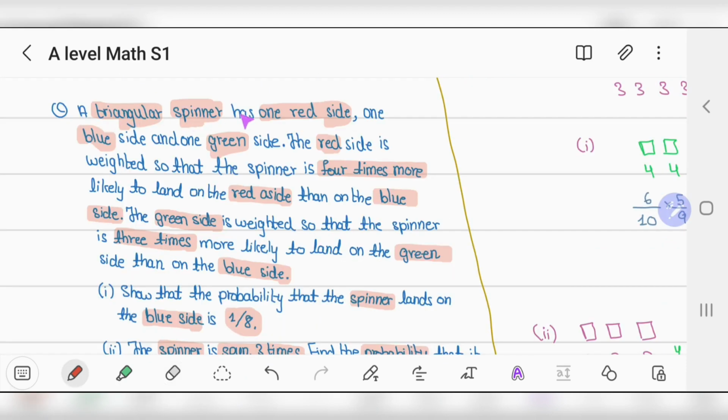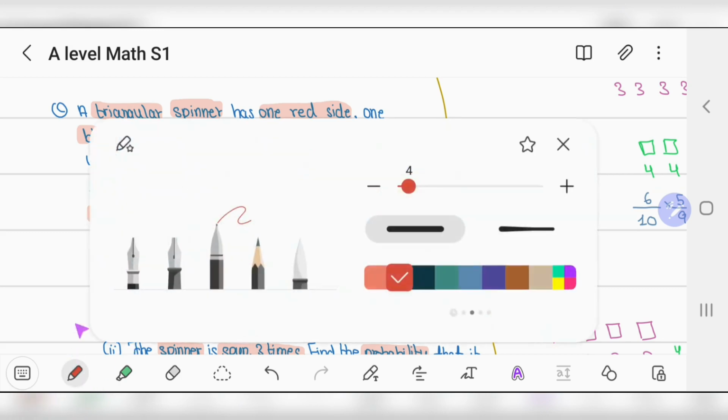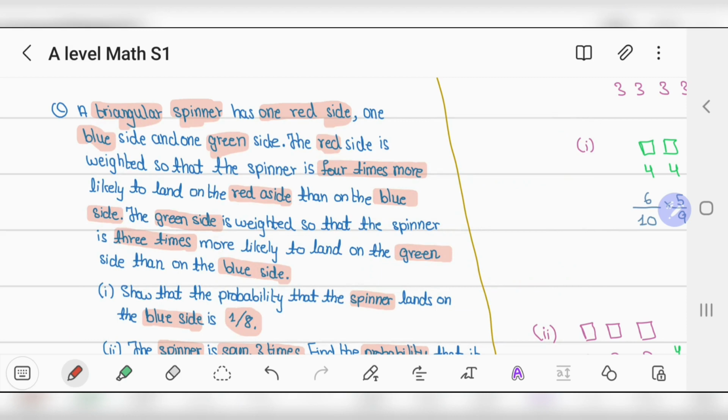Question: a triangular spinner has one red side, one blue side, and one green side. The red side is weighted so that the spinner is 4 times more likely to land on the red side than on the blue side. The green side is weighted so that the spinner is 3 times more likely to land on the green side than on the blue side. Show that the probability that the spinner lands on the blue side is 1 upon 8. Okay, so first of all, it says the red side is weighted so that it is 4 times more likely to land on the red side than on the blue side.